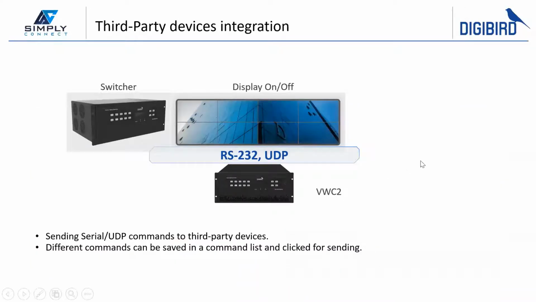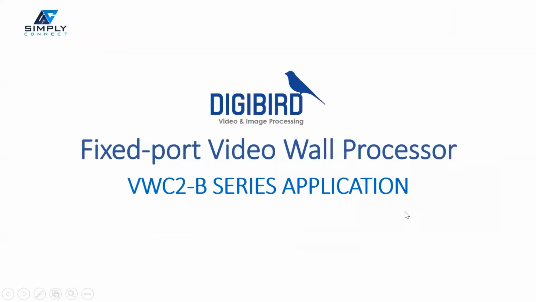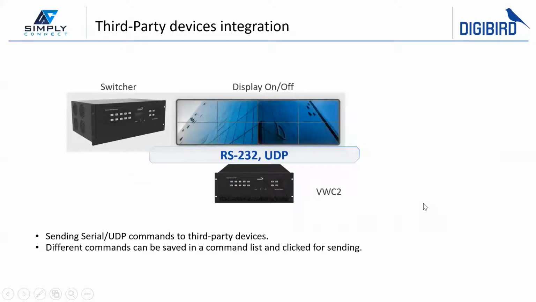Then for Digibird, it's using RS-232 and UDP. UDP is for over IP control as well, whereas A10 is using Telnet. So both can support third-party control system integration. All these are the shared features that are available across all Digibird products.